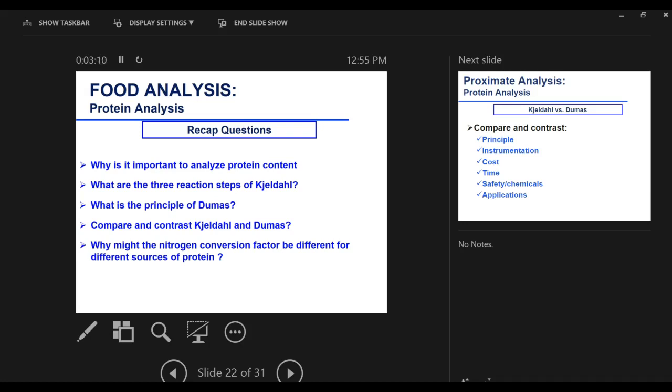What's the principle behind Dumas, without looking at your notes? Combustion of substance. What was that? Nitrogen combustion. Nitrogen combustion is correct.